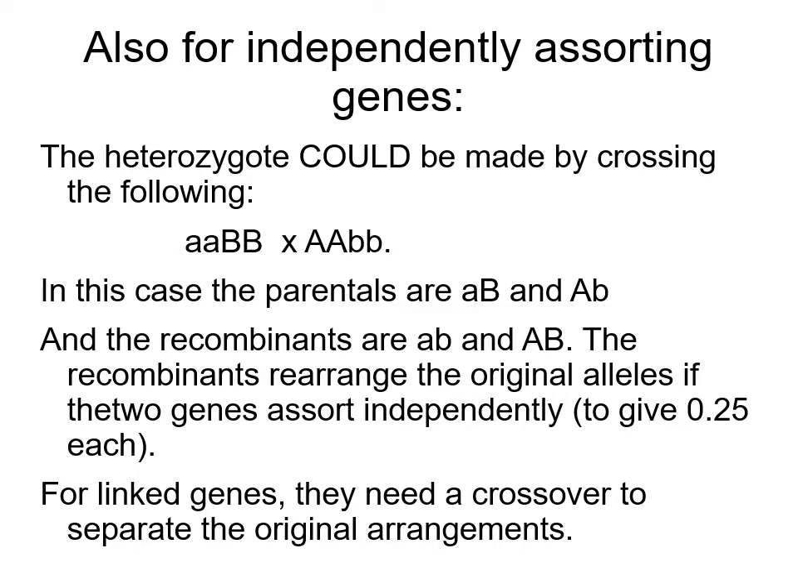Okay, so also for independently assorting genes, and this is again the parentals idea, we could have made the heterozygote by making little a, big B, big A, little b. In this case, the parentals, which are the contributors to the heterozygote, are little a, big B, and big A, little b. The recombinants are little a, little b, and big A, big B. Again, independent assortment gives all four gamete types in equal frequency, 0.25 each.